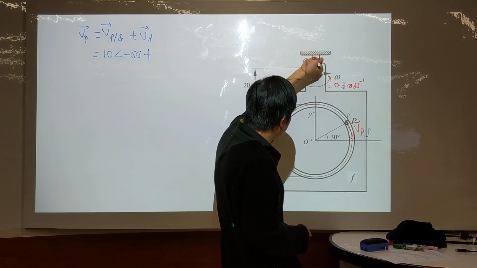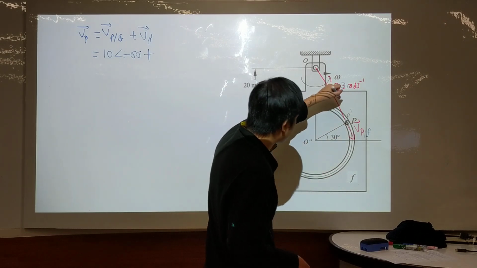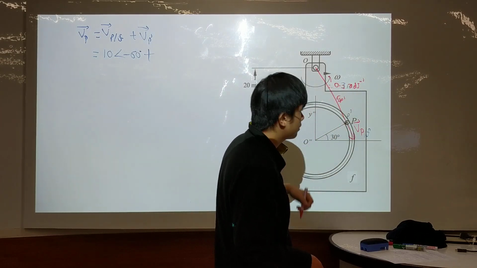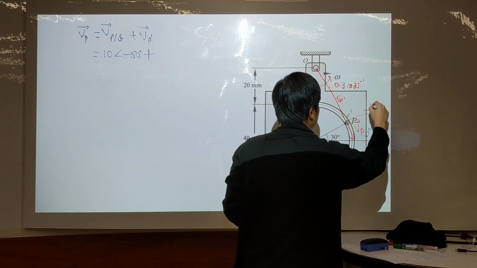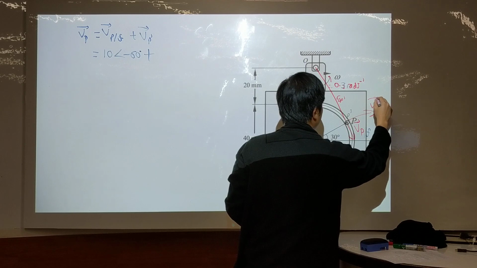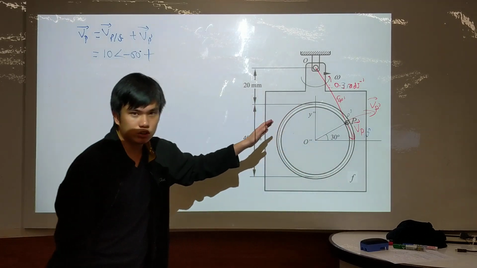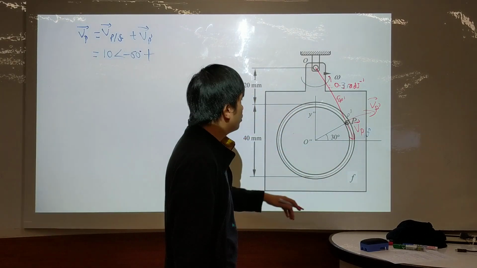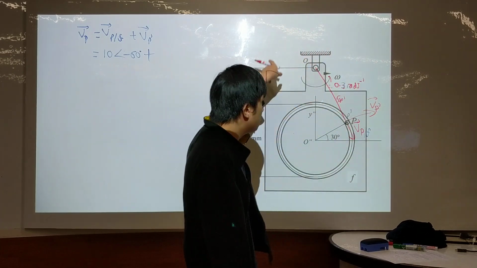I just need to draw a line from O to P prime. This is my so-called R O P prime. And the velocity of P prime is, of course, in this direction. That's the velocity of P prime. Now, how do I know the velocity of P prime is in this direction? Because first of all, I know P prime is going in circular motion about O.